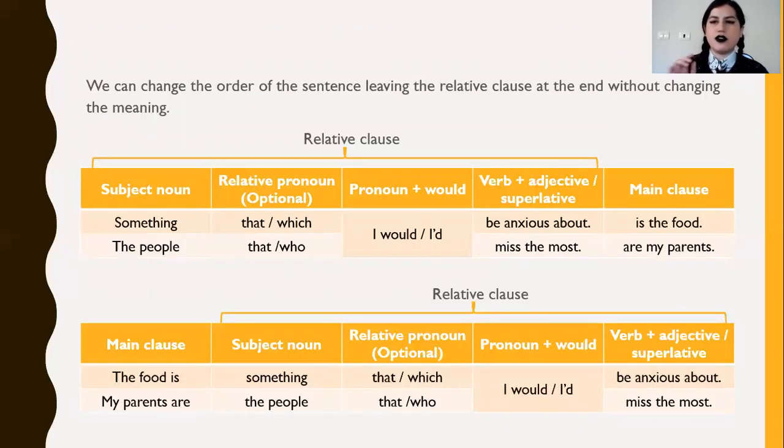Oh, wait, I forgot to mention. Remember that you have to use which only with objects and who only with people, okay?